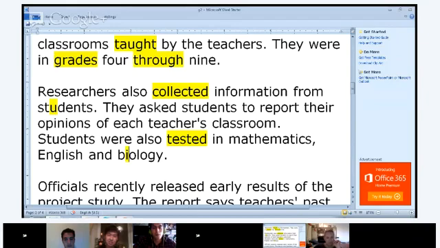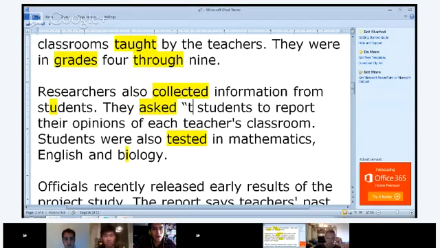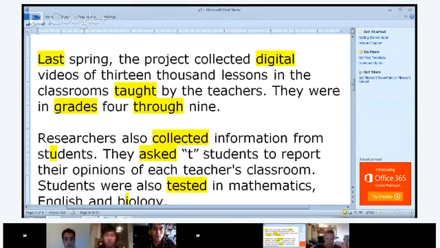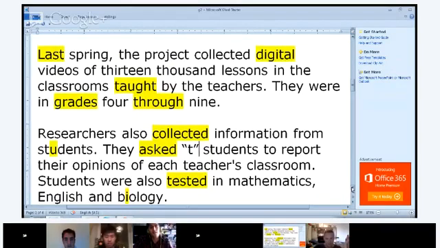And this is a difficult word. Asked. With a T sound. Asked. Tested. Okay, good. So we have lots of information here.